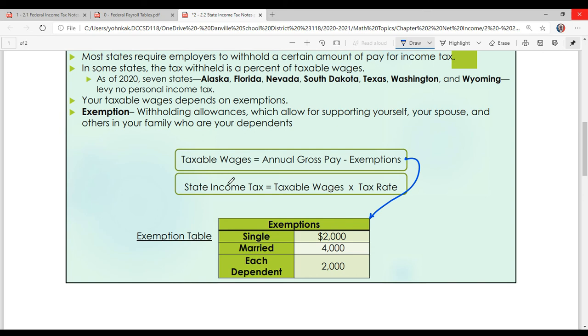Then to find your state income tax, you're going to take your taxable wages from the previous step and multiply by the tax rate. This is usually going to be a percentage, and so you're going to have to change it to a decimal before you can do anything.